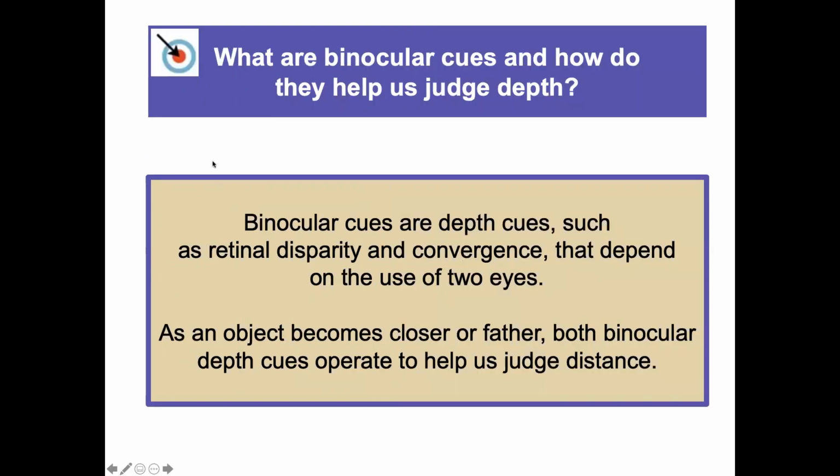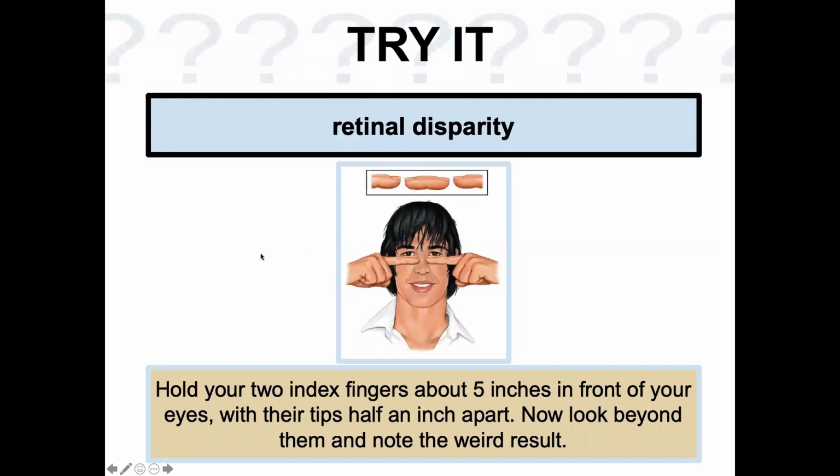So what are binocular cues, and how do they help us judge depth? Well, binocular cues are depth cues, such as retinal disparity and convergence, that depend on the use of our two eyes. As an object becomes closer or farther, both binocular depth cues operate together to help us judge distance. So try this. Hold your two index fingers about 5 inches in front of your eyes, with their tips ½ inch apart. Now look beyond them and note the weird result. I'll give you a second.